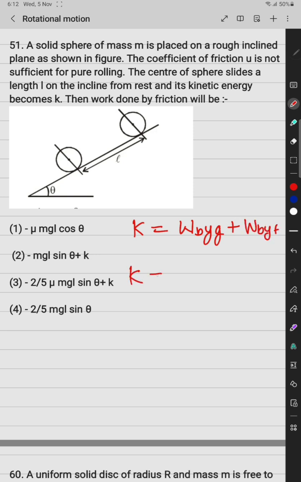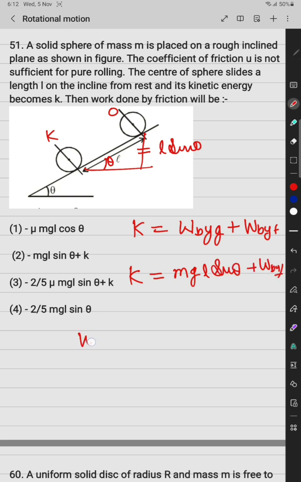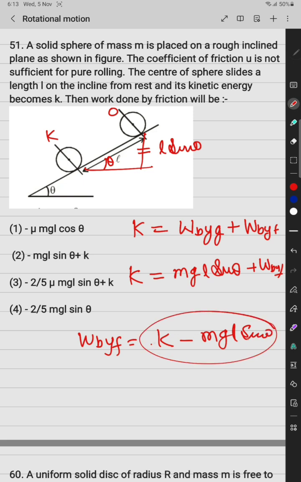Then the change in kinetic energy is K, from rest to K. The work done by gravity: the vertical height, where this angle is theta, is L sine theta. Then the work done by gravity is mgL sine theta plus the work done by friction. Then we know the work done by friction is equal to K minus mgL sine theta. That is the difference of K and mgL sine theta. So the correct option is the second one.